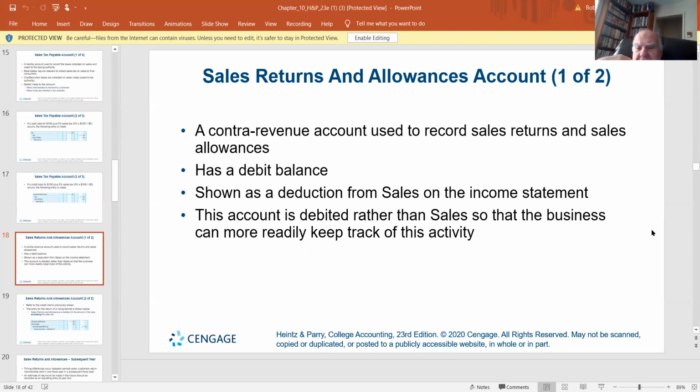This account is debited rather than sales so that the business can more readily keep track of this activity. If you debited sales, everything would still be okay. Your income statement would be correct, so would your other two statements, but you would be missing a piece of information that management would like to track. Businesses want to track how much of their stuff is being returned. If it's too big a number, they might realize they have a problem to address. Okay.